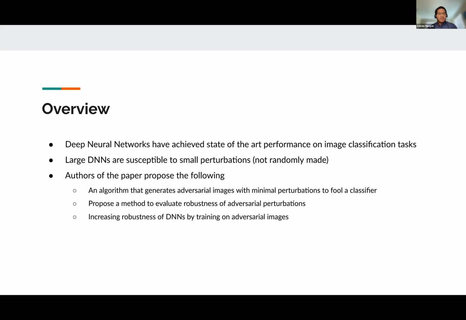So as we know, deep neural networks are really good at classifying images. However, they're susceptible to small perturbations. And the authors give an algorithm that computes the minimal perturbations in order to fool a classifier. Also, they provide a way to evaluate the robustness of a network to adversarial attacks. And also, we find that you can increase the robustness of your model by training on these adversarial images.